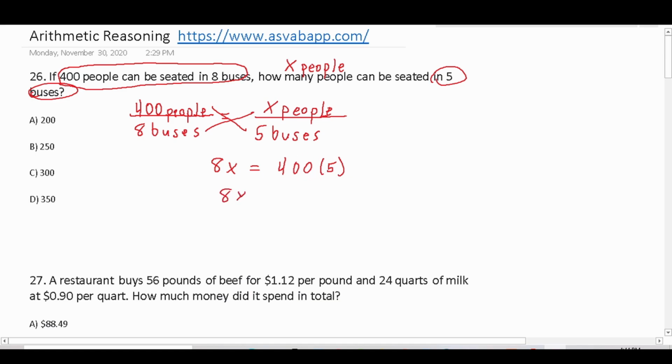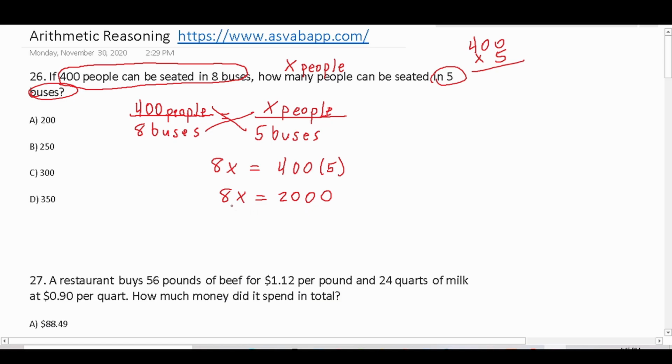So this is 8x equals. Now you could work this out doing multiplication off the side like this. But again, on the ASVAB, you have to work quickly and accurately, which means that wherever possible, you have to use mental math. So instead of working this out, I'm just going to realize that 4 times 5 is 20. And all I have to do is tack on these 2 extra zeros. So in other words, 400 times 5 is 2,000.